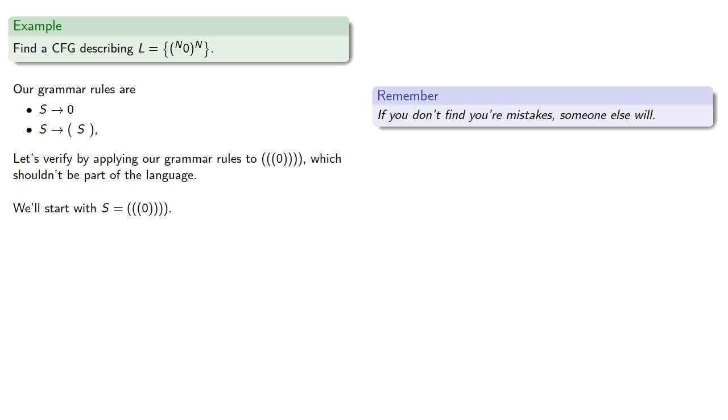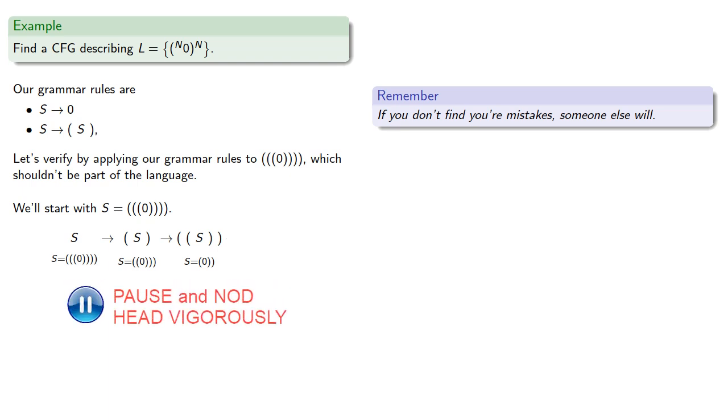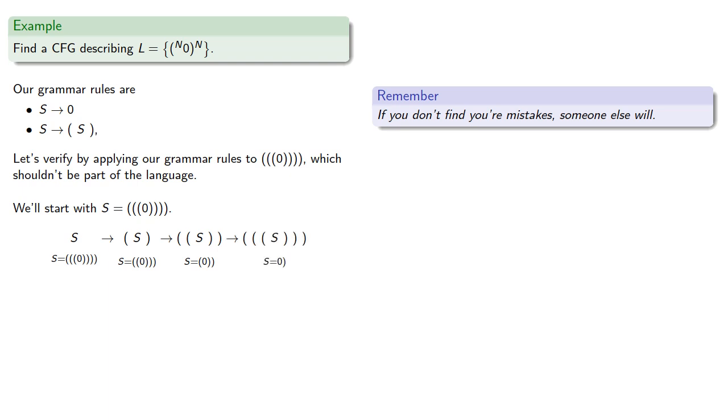Our grammar rules allow us to replace S with a set of parentheses around S, and so that takes care of the outermost set of parentheses. And again, we can replace S with (S), which will take care of the outermost set of parentheses. And we can do that again. But now our variable can't be replaced with parentheses around something else, and our variable is not a terminal symbol either, so we can't complete the deconstruction, and our string is not part of the language.